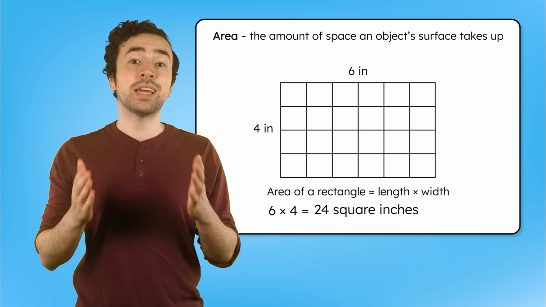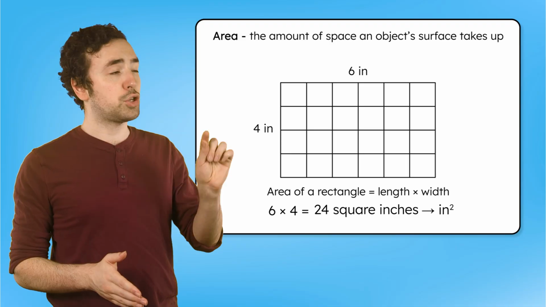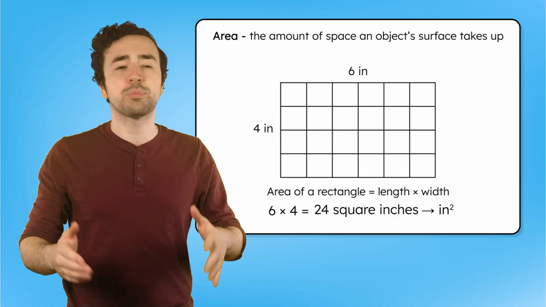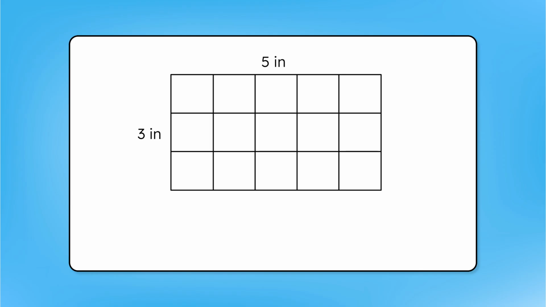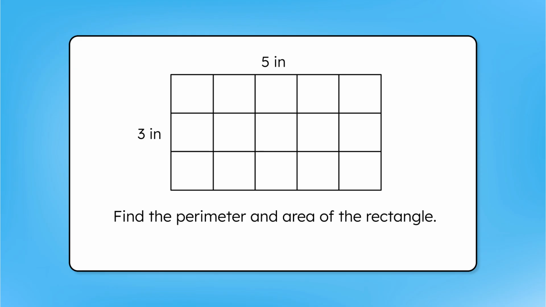We abbreviate a square unit by writing a small 2 above the unit to show that we multiplied two measurements together. Now it's your turn to try. Here's a new rectangle. It's 5 inches long and 3 inches wide. Pause here to find both the perimeter and the area. Be sure to include the correct units in your answers.